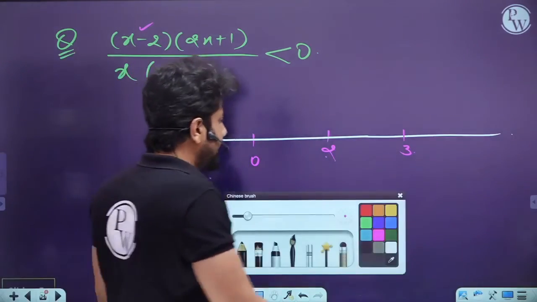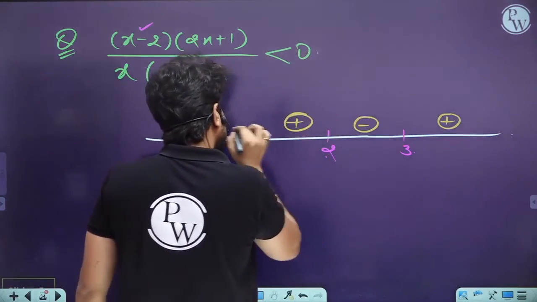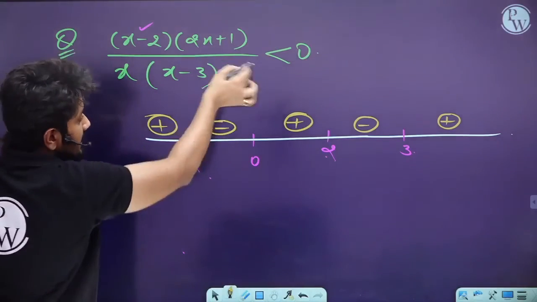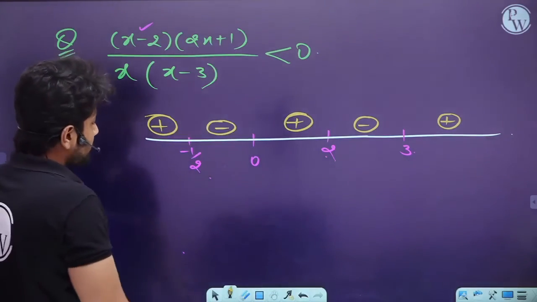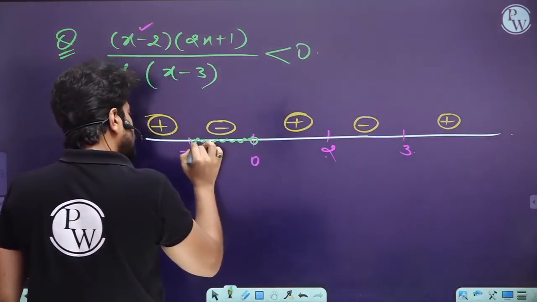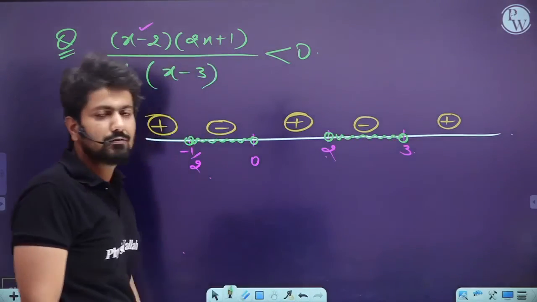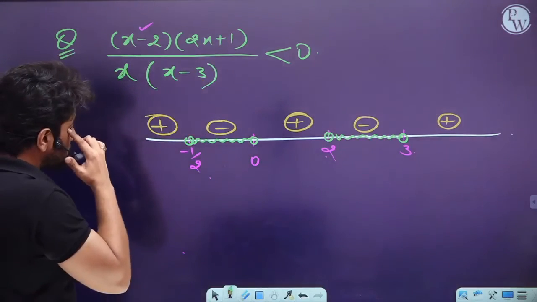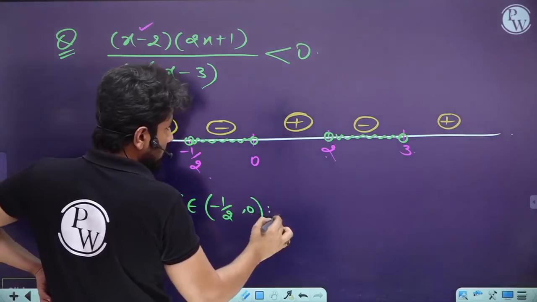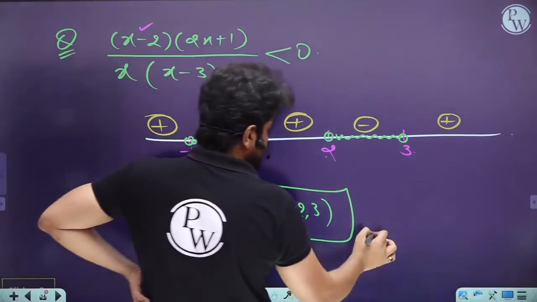Again from the extreme right we mark positive, then negative, then positive, then negative, then positive again. What are we looking for? Less than 0. Less than 0 is this portion, not including these critical points, and this portion. These are the points where the sign is less than 0. So x belongs to (minus 1 by 2, 0) union (2, 3). That's our answer for this question.